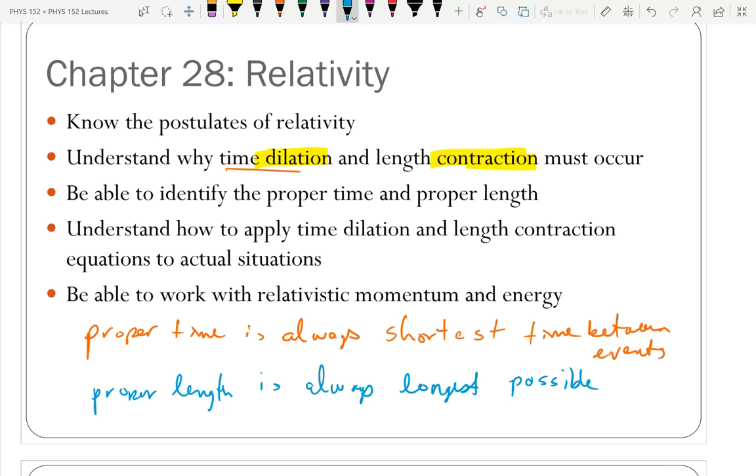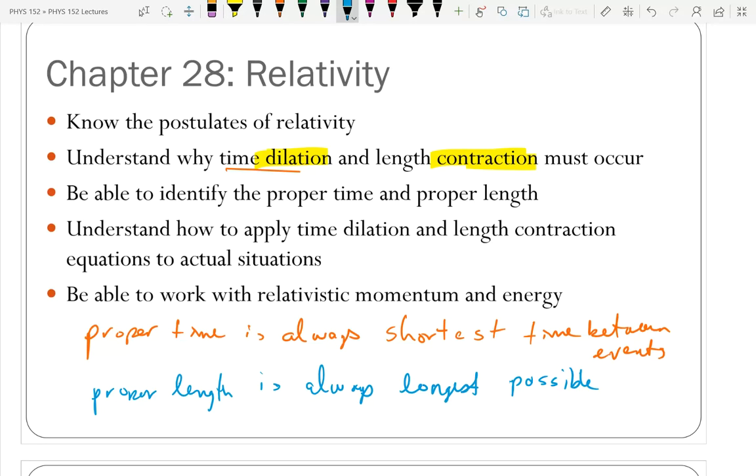Anything that you measure for yourself is going to be the proper time, which means it's the shortest time possible for that. So anyone observing you that sees you as moving is going to see your heart rate slow down. It's going to see you living a longer time. And so that's where the dilation is.